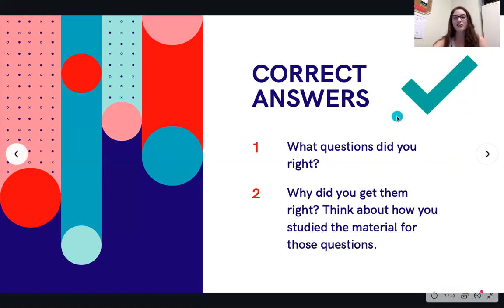And then look at your correct answers as well. Information that you got right is just as valuable and informing as information you got incorrect. So not only look at which ones you got correct, but think about why did you get them correct? How did you study for those questions versus the questions you got wrong? What did you do differently? This tells you exactly what it is you need to do for the next test in order to get more questions right.